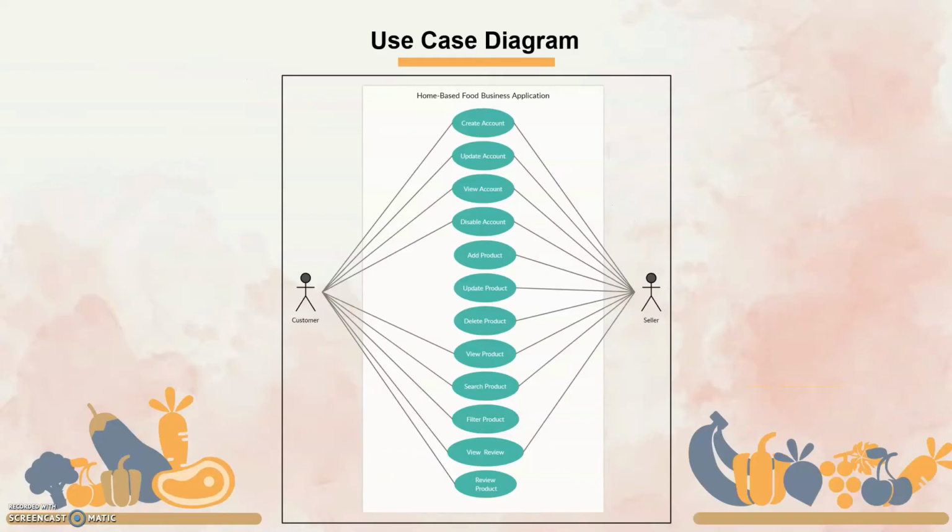Okay, this is the use case of the project or application. There are two actors, which are customer and seller. The customer can create account, update account, view account, disable account, view product, search product, filter product, view review, and also review product. And the seller can create account, update account, view account, disable account, add product, update product, delete product, view product, search product, and also view review.